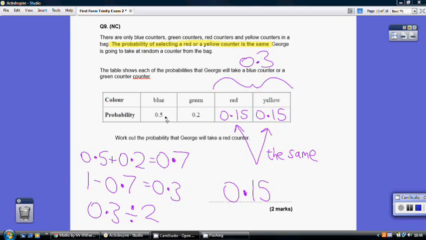Just going over that again, 0.5 add 0.2, add 0.3 spread over these two is going to give us our whole. Because we know the probability of selecting a red or a yellow counter is the same, we've got to spread this 0.3 equally over the red and the yellow. So how do we do that? Well, we halve it. Half of 0.3 is 0.15.